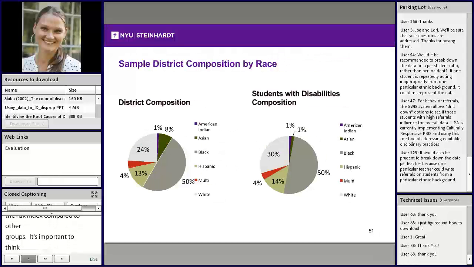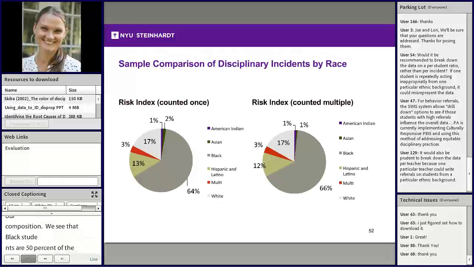We see that Black students are 50% of the school district, but they have a 64 and a 66% risk of being referred. So again, that's food for thought to talk about with your colleagues, to think about why is it that this particular group may have a higher likelihood or probability or risk of a particular outcome of a disciplinary referral compared to all other groups.